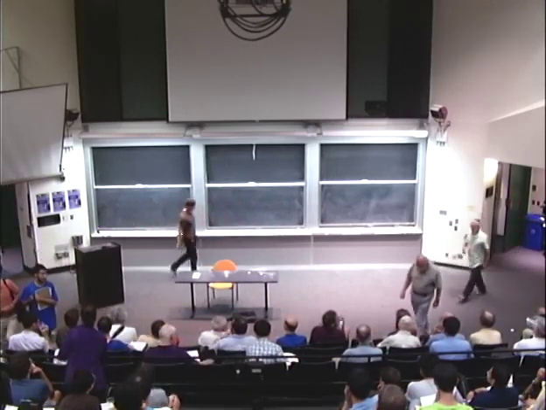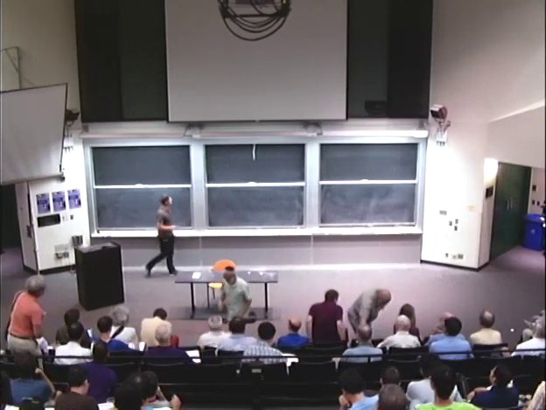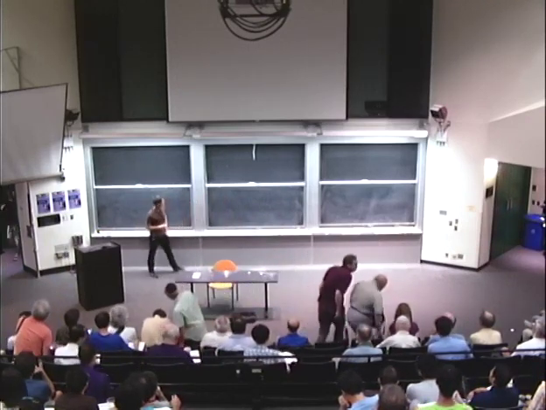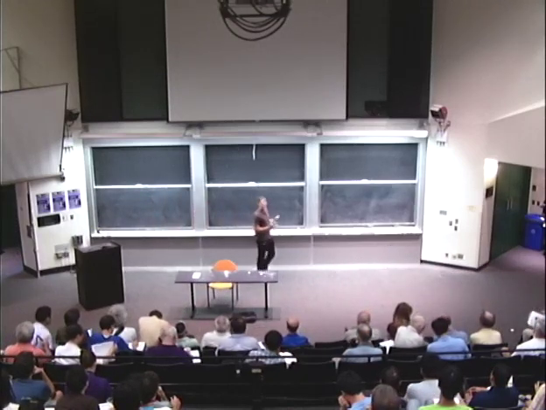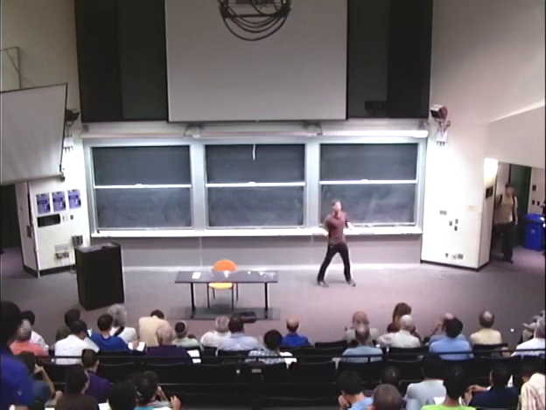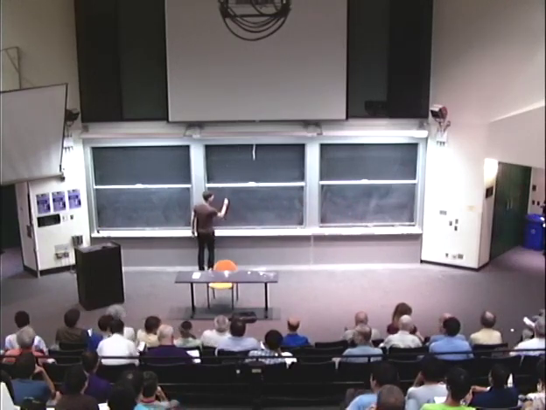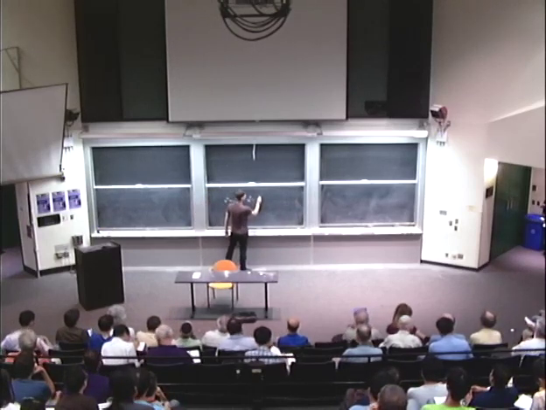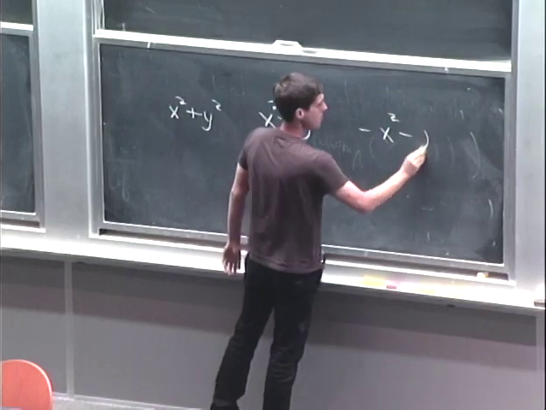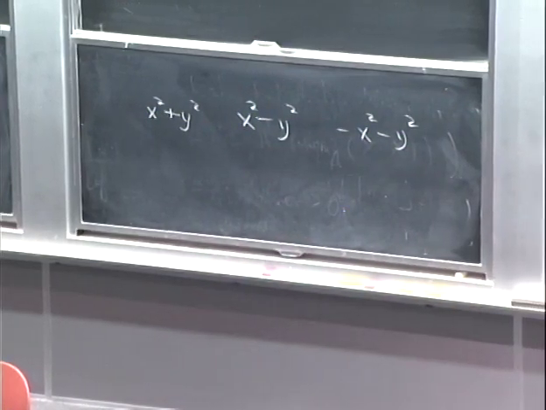So let me start by reviewing something very classical, the Siegel mass formula for quadratic forms. So by a quadratic form, I'm just going to mean a homogeneous quadratic polynomial in some number of variables. So here are some examples of quadratic forms in two variables. X squared plus y squared, x squared minus y squared, minus x squared minus y squared, and so forth.